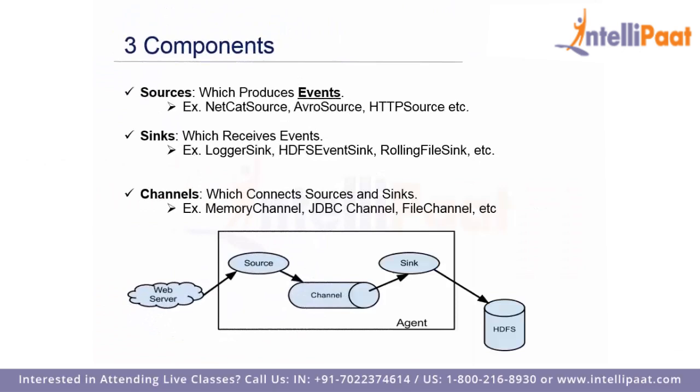Now, as I said, the three components are sources, sinks and channels. Per Flume agent, you can have multiple sources, multiple sinks and multiple channels. So what are sources? The process which will produce the events. The examples are Netcat source, Avro source, HTTP source. It can be anything. It can be a file where the data is continuously being updated and you need to move that data from that particular file to another location.